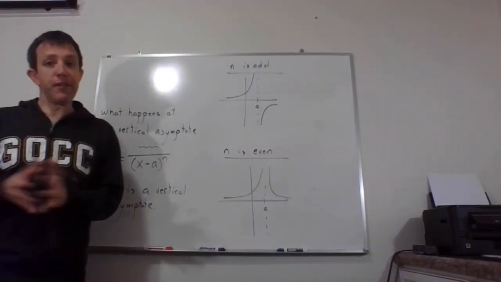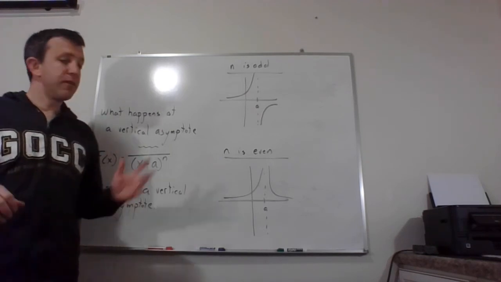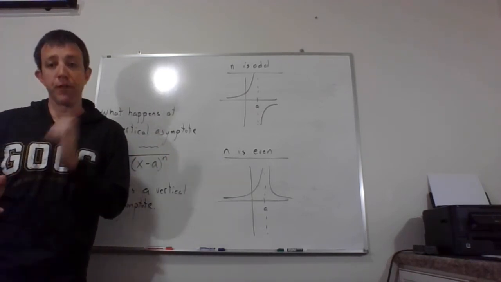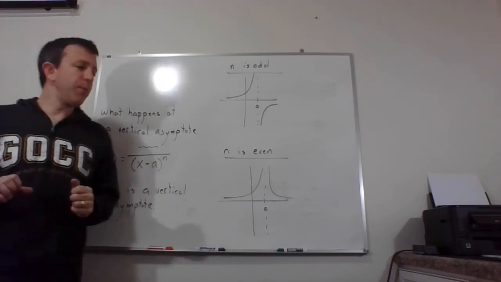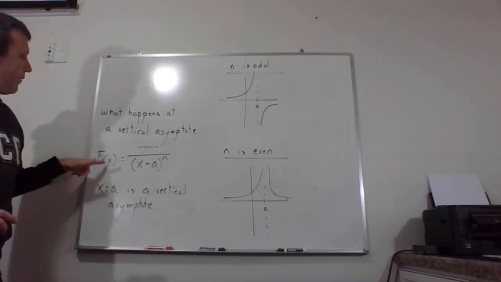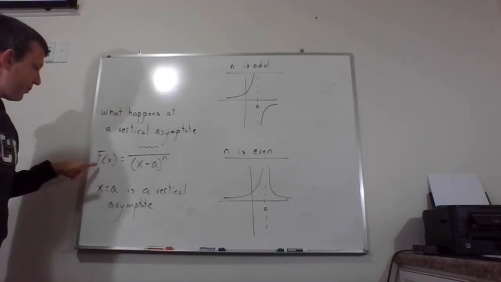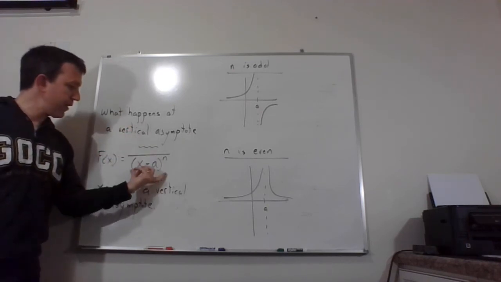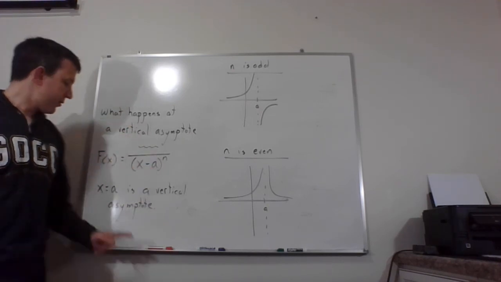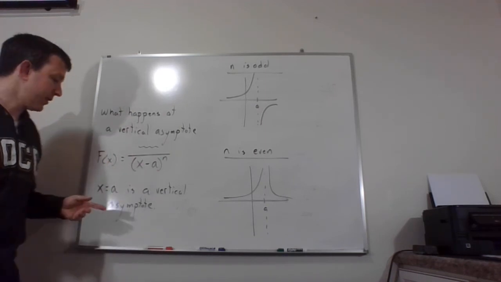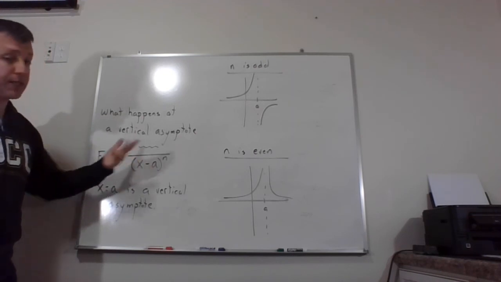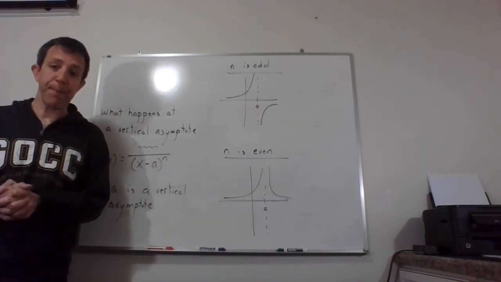I have a little bit more information about vertical asymptotes, and we'll save an example for later maybe, because they're kind of straightforward. Here's what we want to look at: what happens at a vertical asymptote. My function is something over x minus a to the n power. What I know is that a is going to be a vertical asymptote, x equals a, that's the line, because if I take x minus a and set it equal to 0, I get a.